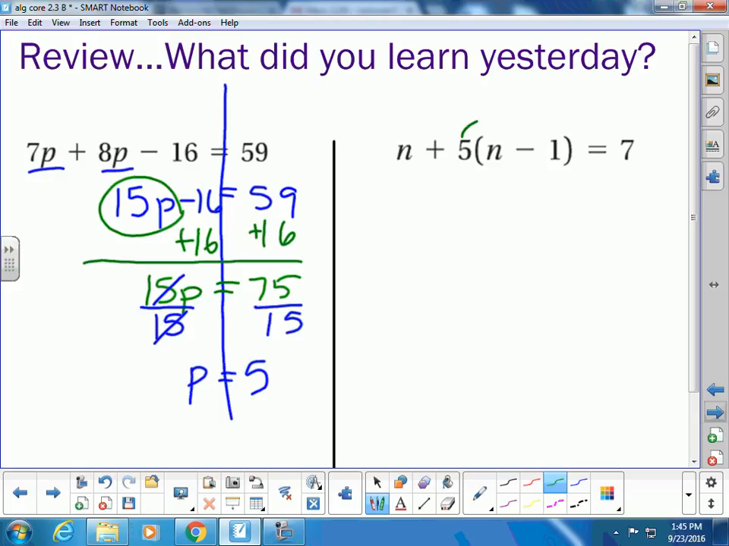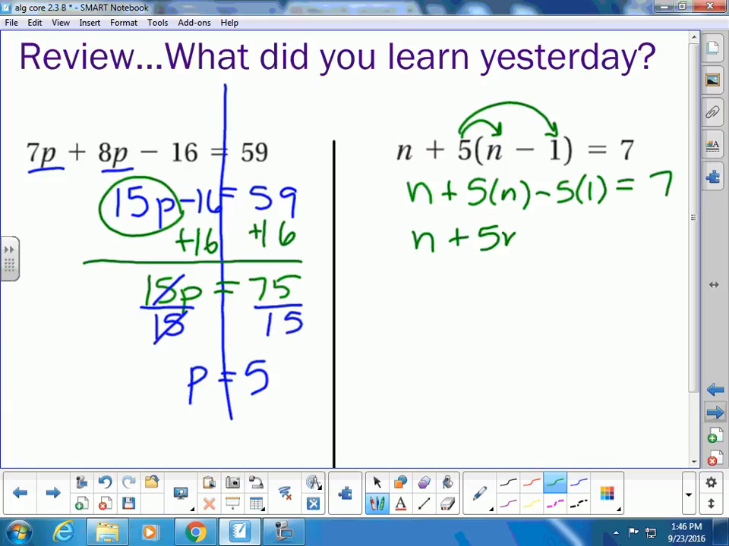Okay, first I'm going to distribute this 5 because I can't do anything within the parentheses. So I still have the n plus 5 times n minus 5 times 1 equals 7. N plus 5 times n is just 5n minus 5 equals 7. I have n's on the same side of the equal sign, so I can combine my n's. So I have an n there plus 5 more. I'm going to gather them all to me, and altogether I have 6 n's minus 5 equals 7.